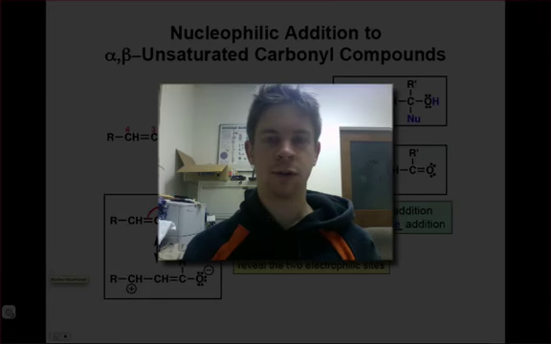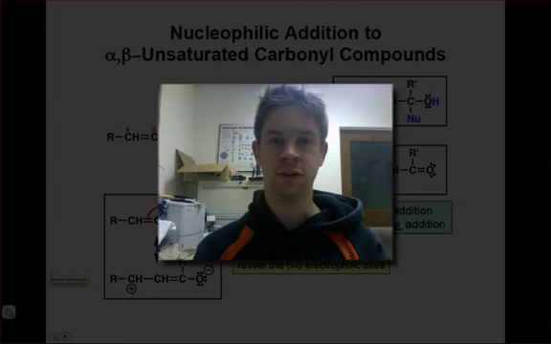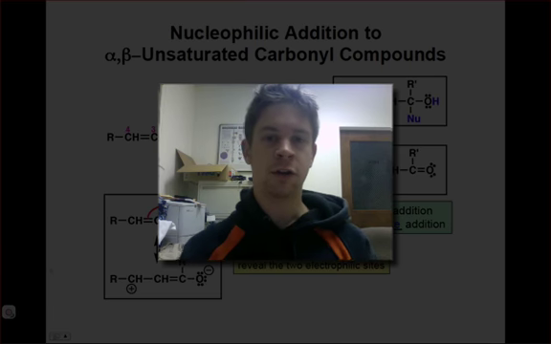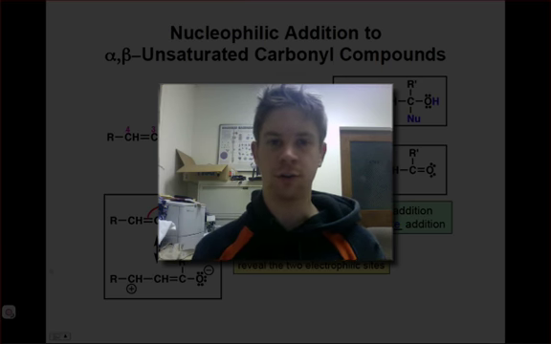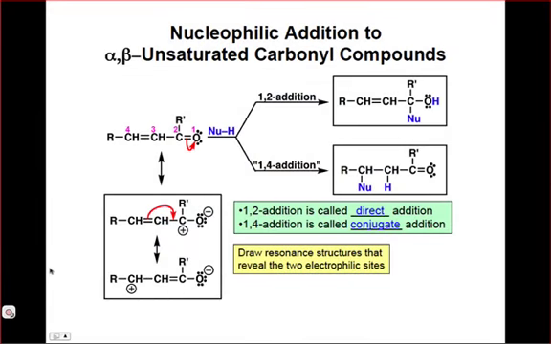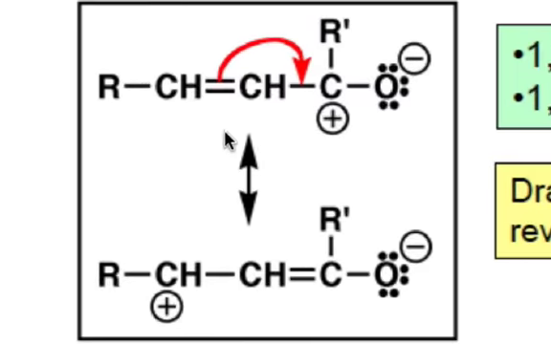In this webcast, we're going to take a look at a different kind of addition to carbonyl compounds that occurs when the carbonyl group is conjugated to a carbon-carbon double bond. When this is the case, there are two electrophilic sites in the entire pi system of the alpha-beta unsaturated carbonyl compound. So if you look here, you can see that resonance structures will reveal the two electrophilic sites.